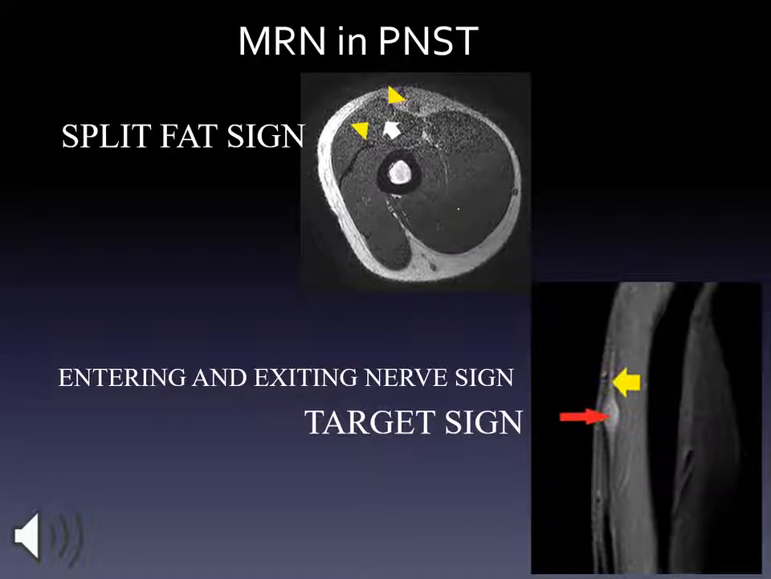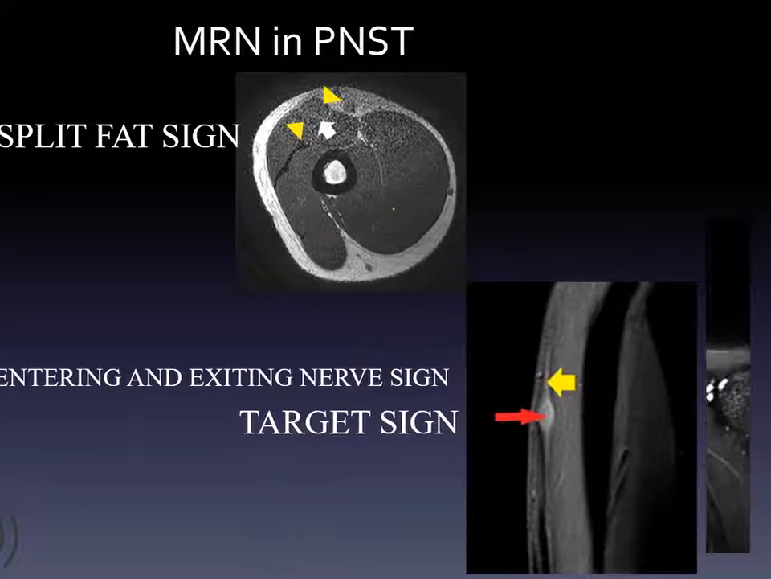The split fat sign depicts the well-defined tumor surrounded by a layer of fat on T1 weighted images, wherein the hyperintense fat around the fusiform mass suggests intermuscular location of the lesion. The target sign shows high signal intensity in the periphery and low signal intensity in the central portion on T2 weighted images, corresponding to the higher fibrocollagen content in the center, which correlates with the organized histological architecture.